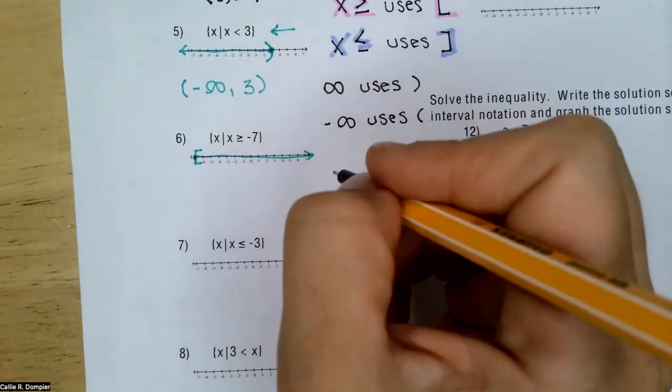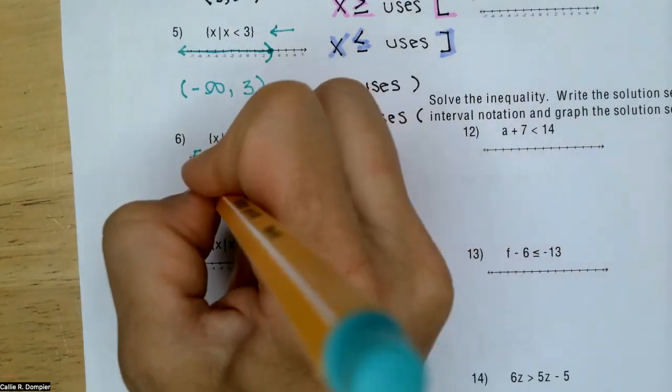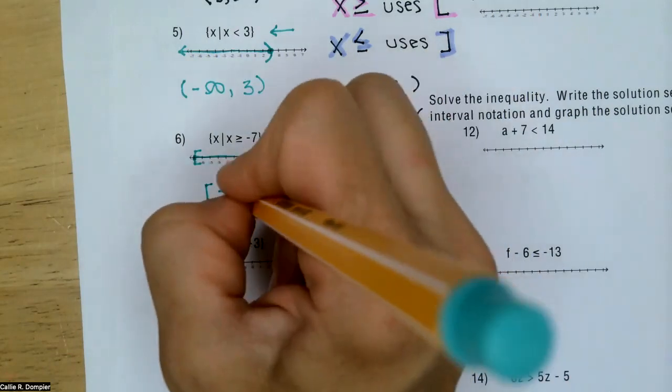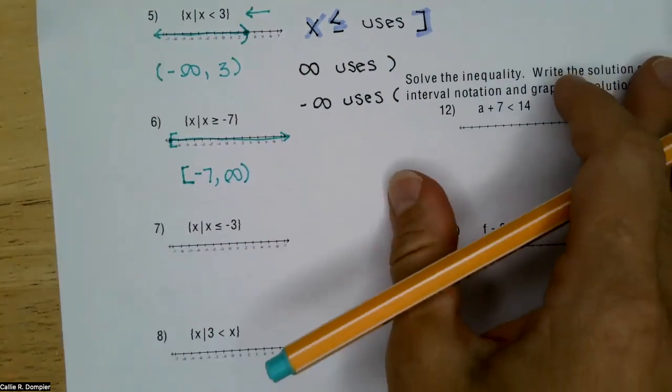Okay. How would I graph this? It starts with a bracket. The bracket's at -7, and then it goes forever. Good.